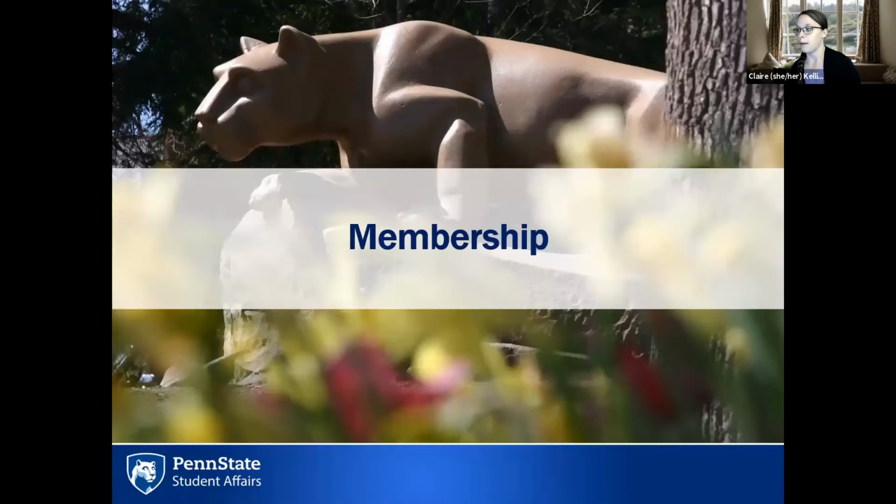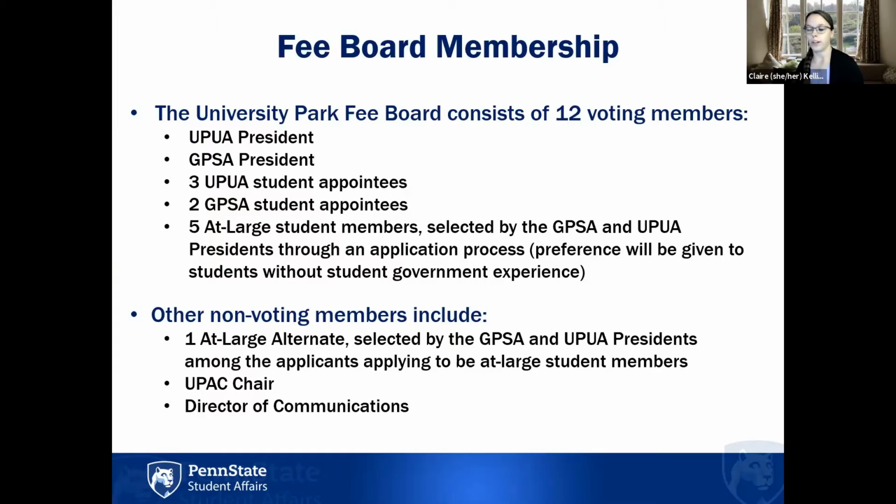So for our membership, we have 12 voting members. The UPUA and the GPSA president are automatically members. The UPUA student government has 3 student appointees. GPSA has 2 student appointees, and then the GPSA and UPUA presidents collaborate to appoint 5 at-large members who preferably are not involved with student government.